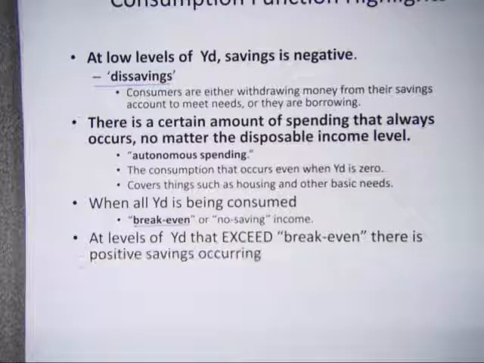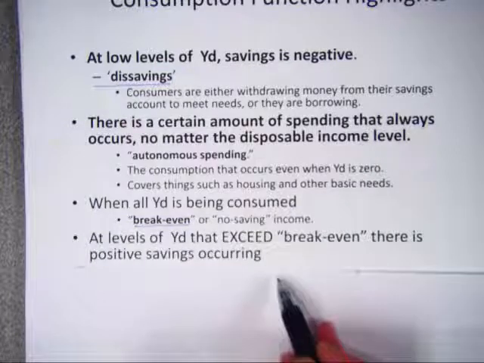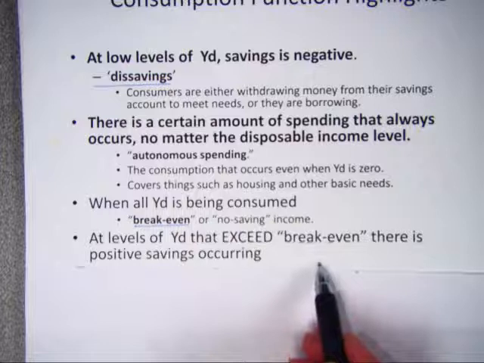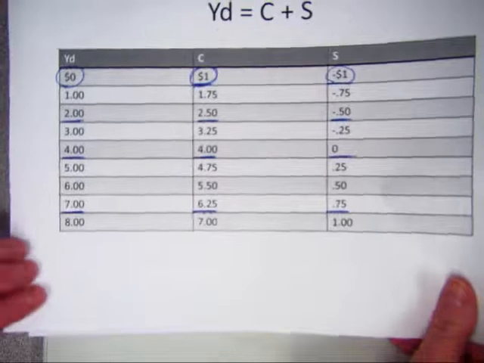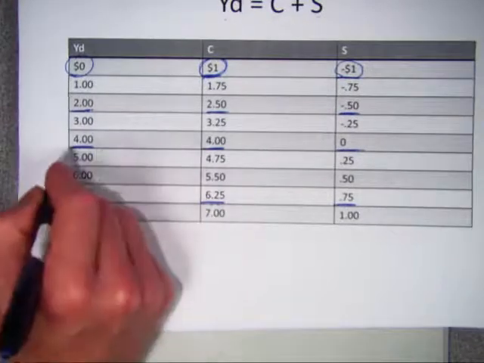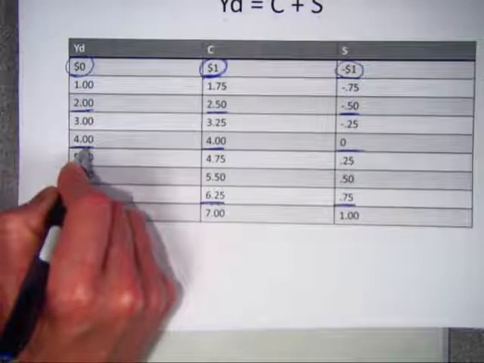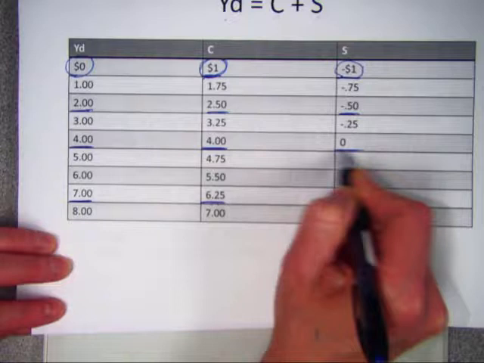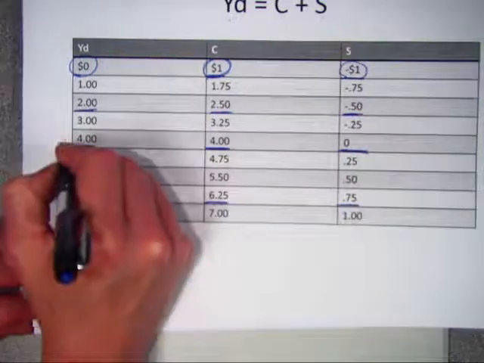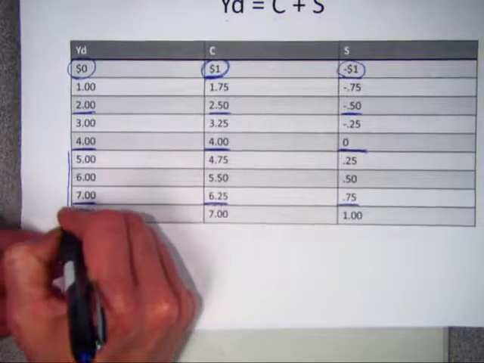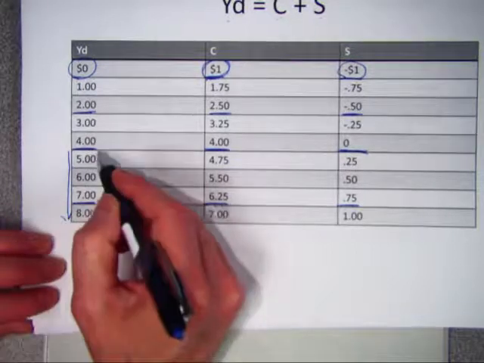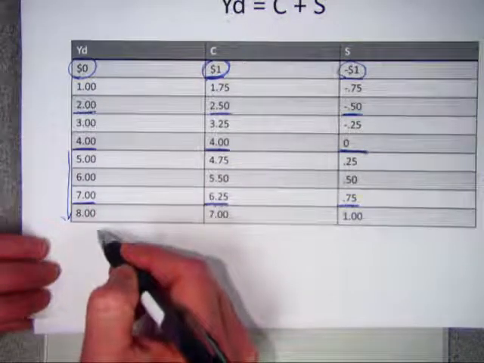And then at levels of disposable income that exceed break-even, there's actually some positive savings occurring. And again, that occurs whenever we are beyond that break-even income. Break-even was $4. Disposable income was $4. Consumption was $4. Savings was $0. Any amount that exceeds $4, could be $4.01, $4.02, $4.25, or whatever, we are going to see some positive savings occurring.